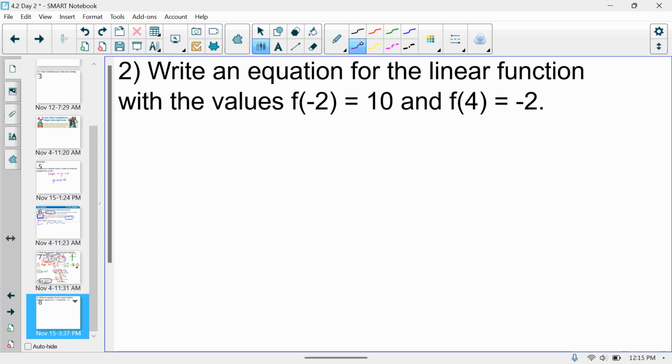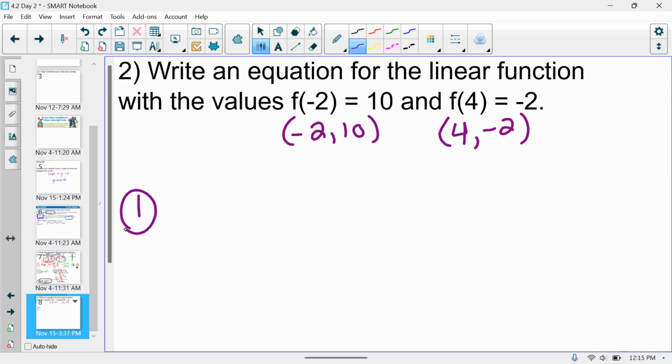So same thing, just so you have the process. Write the equation for the linear function with values f of negative 2 equals 10. Let's change that to an ordered pair, first thing. And f of 4 equals negative 2. That's 4 comma negative 2.